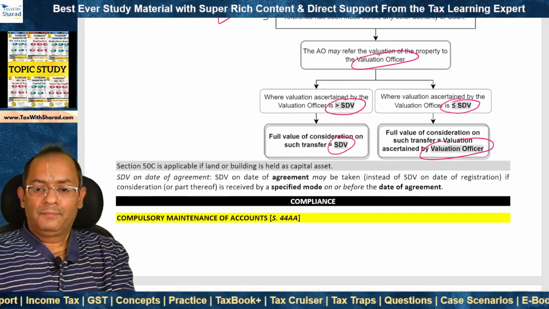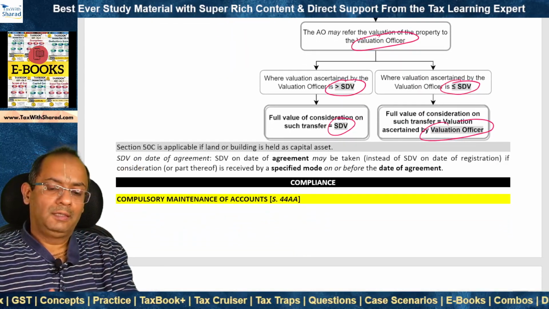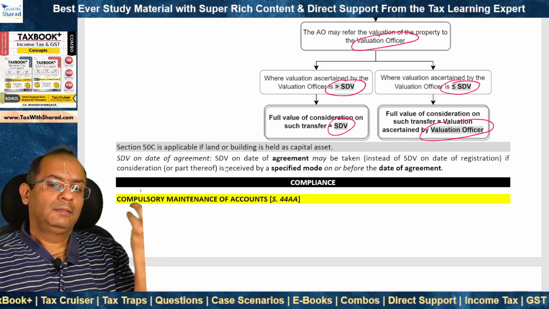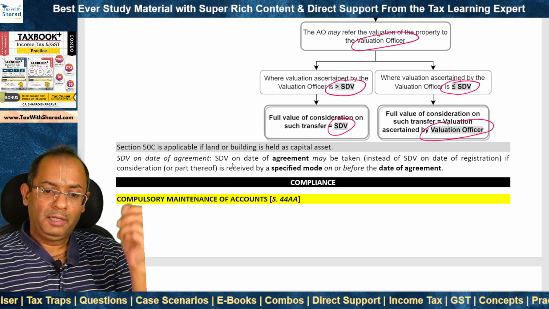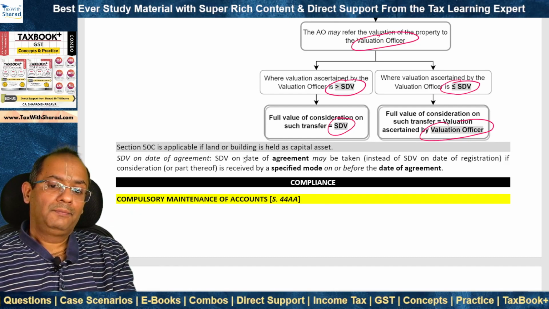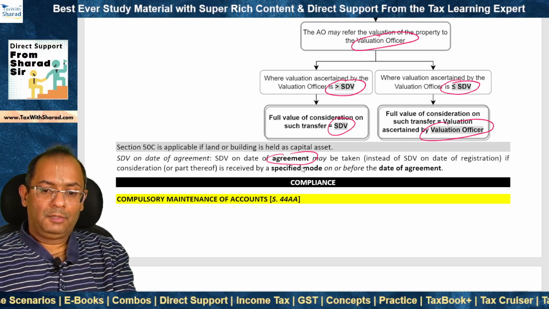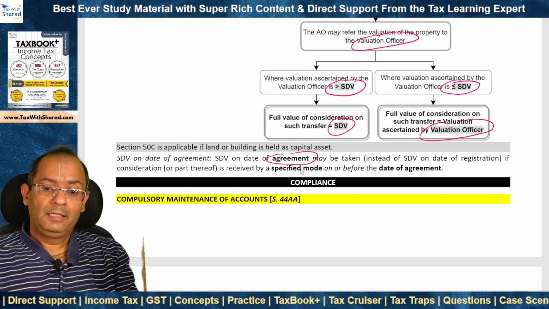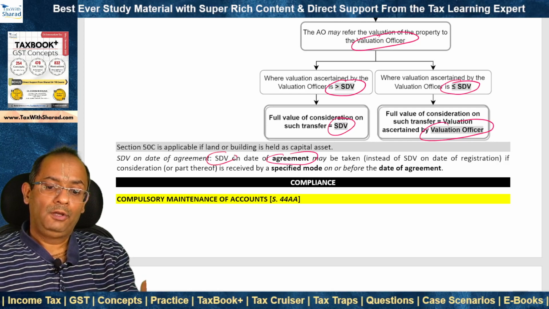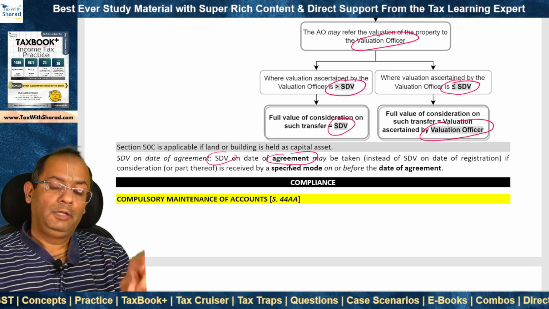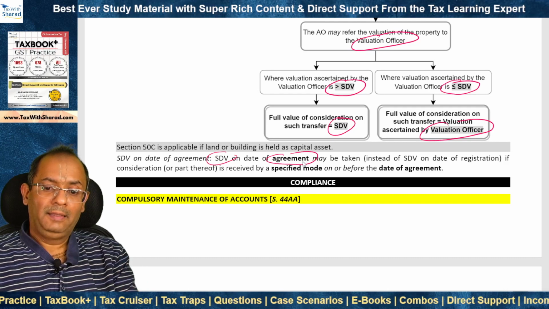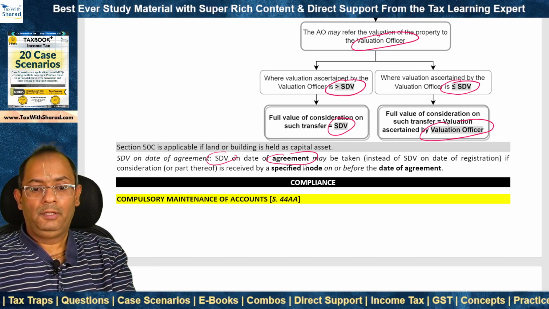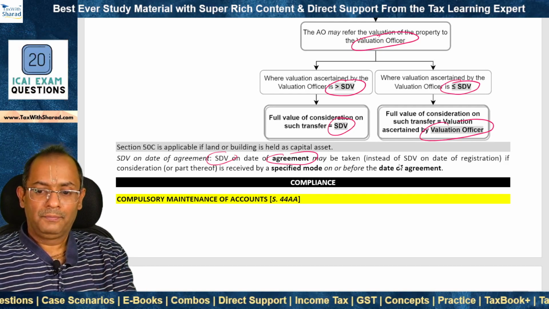So SDV is benchmarked against the actual consideration, and stamp duty value will be on the date of transfer, which is the date of registration of the property. But there may be a date of agreement to sell which may be earlier than the date of registration, and the SDV on the date of agreement and the SDV on the date of registration may not be the same. In that case, the assessee can take the SDV on the date of agreement instead of SDV on the date of registration or transfer, right?